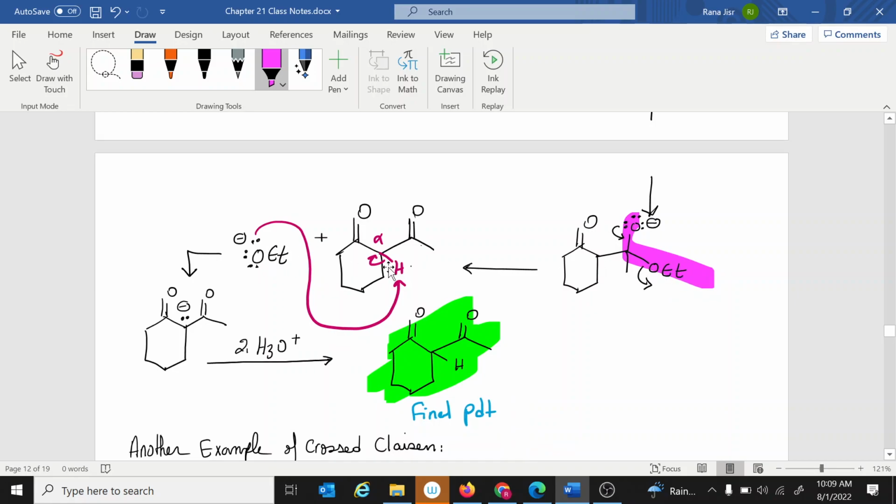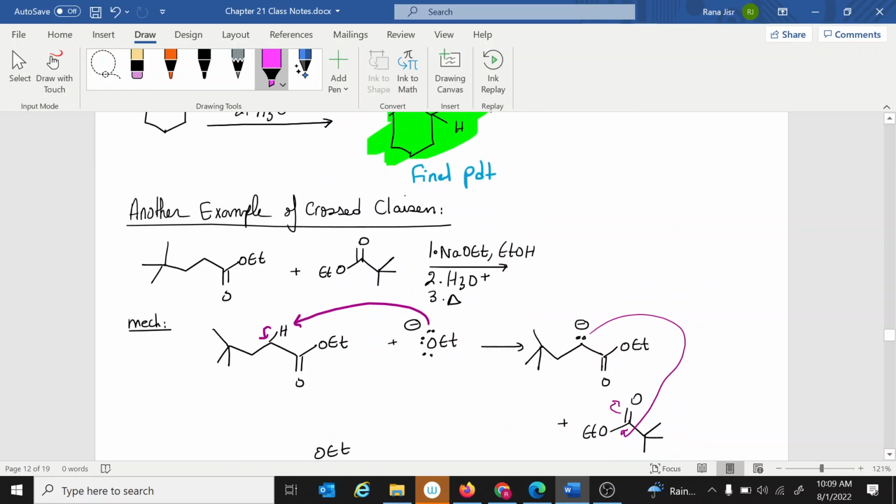So it's a base. So it's going to come and take the alpha hydrogen between the two carbonyls, form the enolate. This is why you need to protonate and get the final product in there. Okay, so here, this one I cannot do anything with because it's just two carbonyls. So this is it, and you stop.